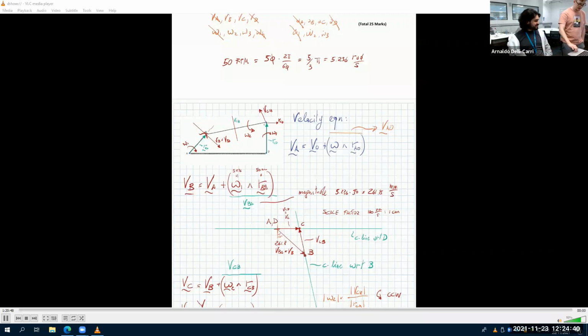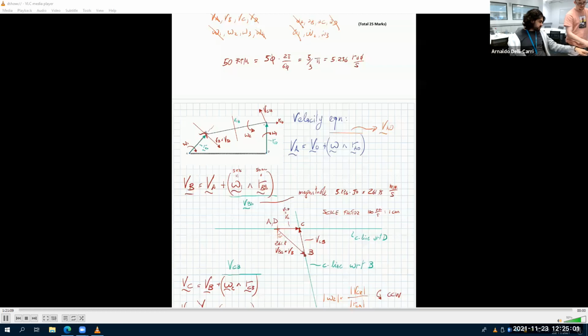And one second. For the omega 2, you know from here, for example, the velocity to C is this one, which I measured to be that. To put that in there, you know that V3 is this long one here.